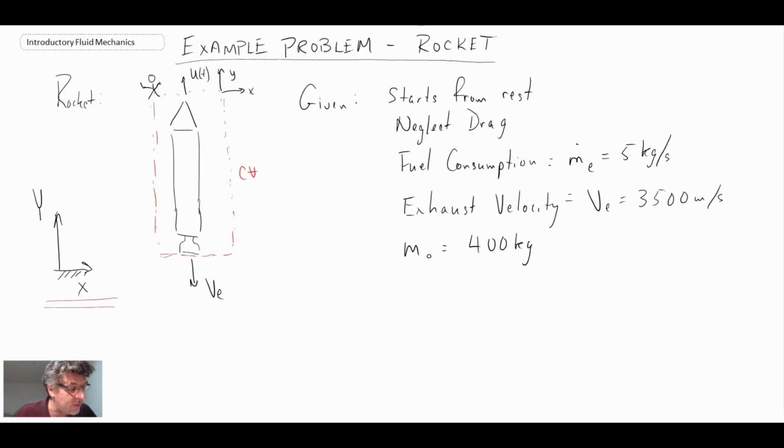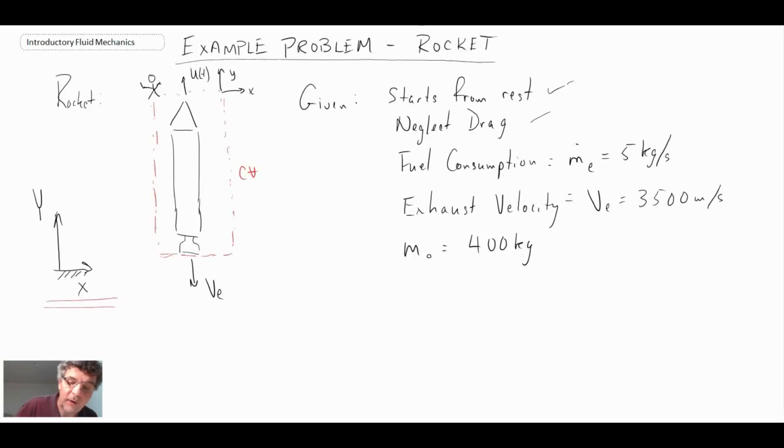rectilinear acceleration problem. So other things we are told is that the rocket starts from rest, so it starts from being stationary, not moving. We're told to neglect the drag forces on the rocket exerted by the air resistance. Fuel consumption, we're given 5 kilograms per second, and that's equal to the mass flow rate leaving. Exhaust velocity, 3,500 meters per second. And then finally, the original mass of the rocket is 400 kilograms.